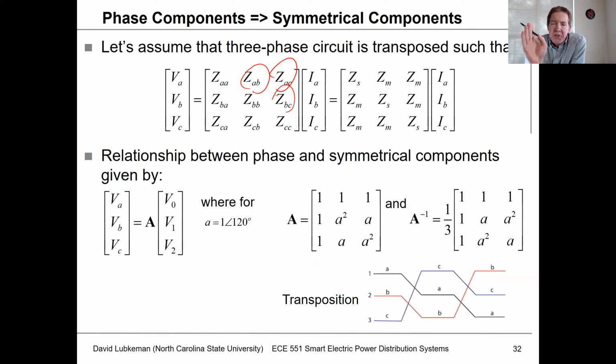However, let's suppose the circuit can be transposed. And what I mean by transpose is that every so often down the length of the conductor, I'm going to change the positions where conductors A, B, and C are. I'm going to swap them around. That's called transposition, which we use on transmission very frequently.